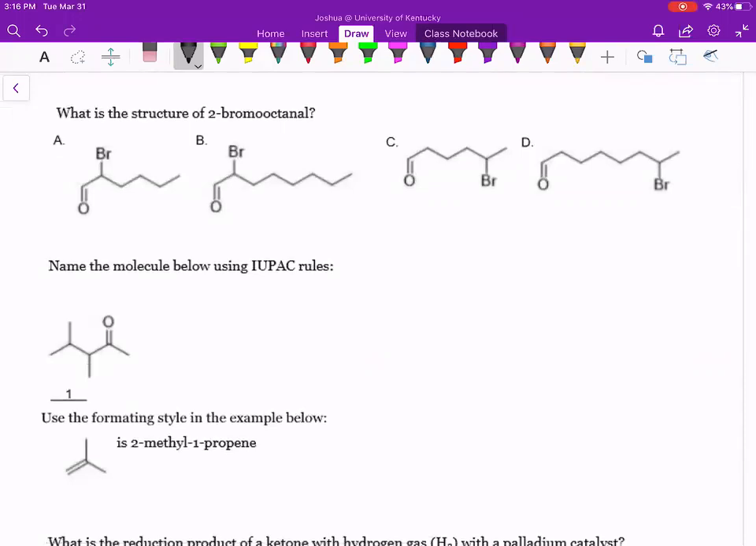Next, what is the structure of 2-bromo-octanol? One, two, three, 4, 5, 6, 7, 8. 2-bromo-octanol.